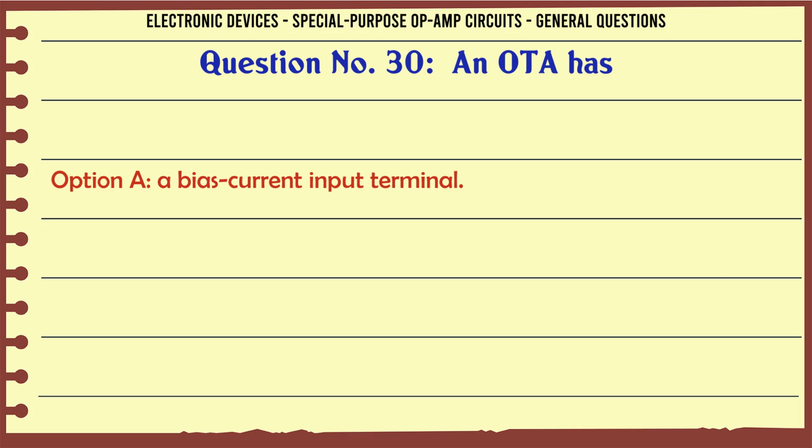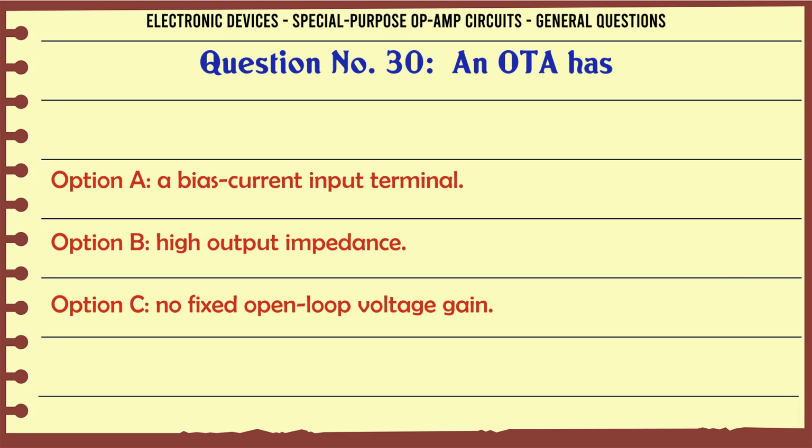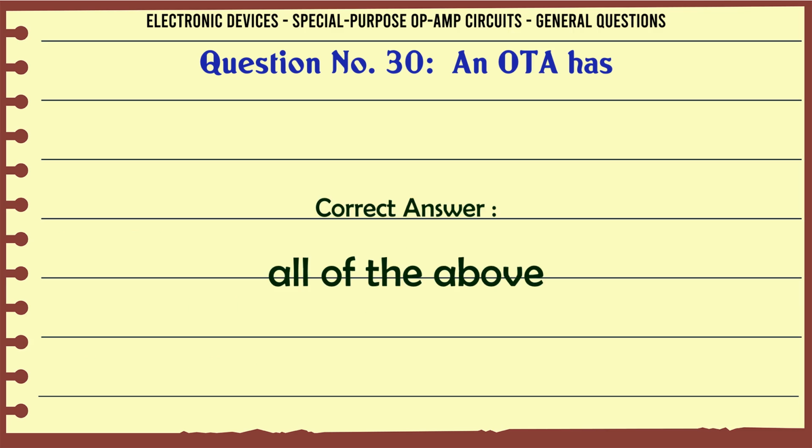An OTA has A. A bias current input terminal. B. High output impedance. C. No fixed open loop voltage gain. D. All of the above. The correct answer is all of the above.